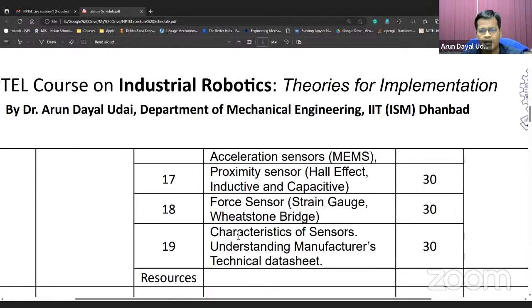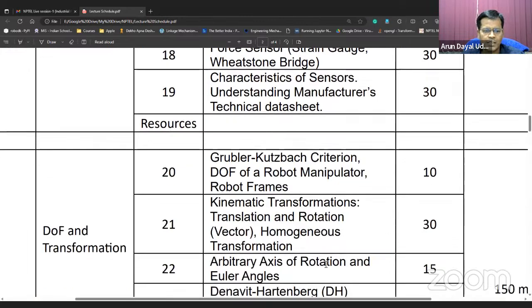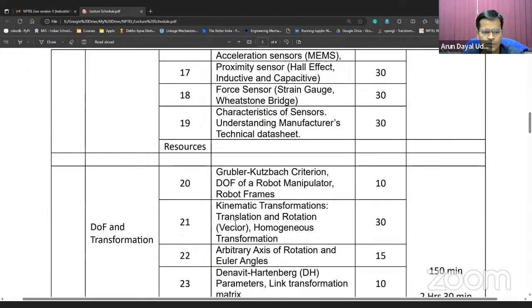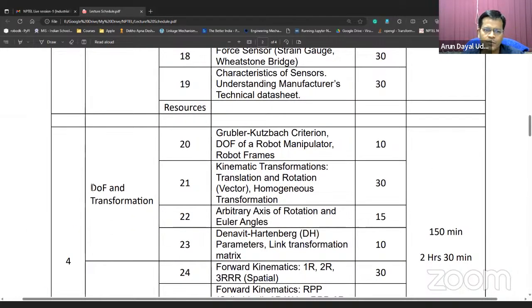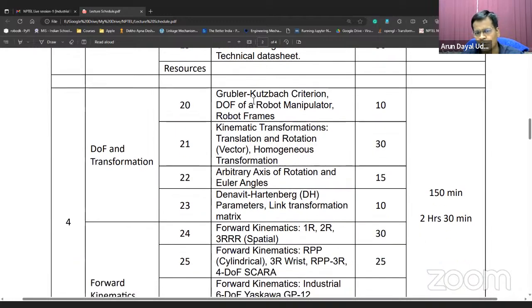Although it is not covered, IoT systems are not covered in this course. That is beyond the scope of industrial robotics theory. But still, I would suggest you can go through that. The fourth module so far is degree of freedom transformations. Those were covered. So hopefully you are already into this week now. So almost over with that.